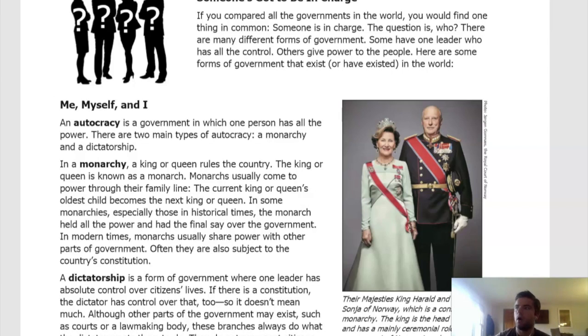If you compared all the governments in the world, you would find one thing in common. Someone is in charge. The question is, who? There are many different forms of government. Some have one leader who has all the control. Others give power to the people. Here are some forms of government that exist or have existed in the world.